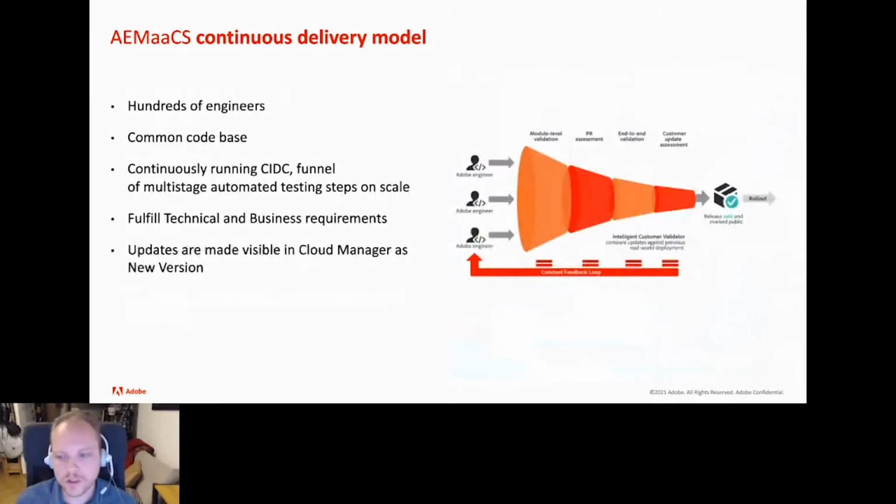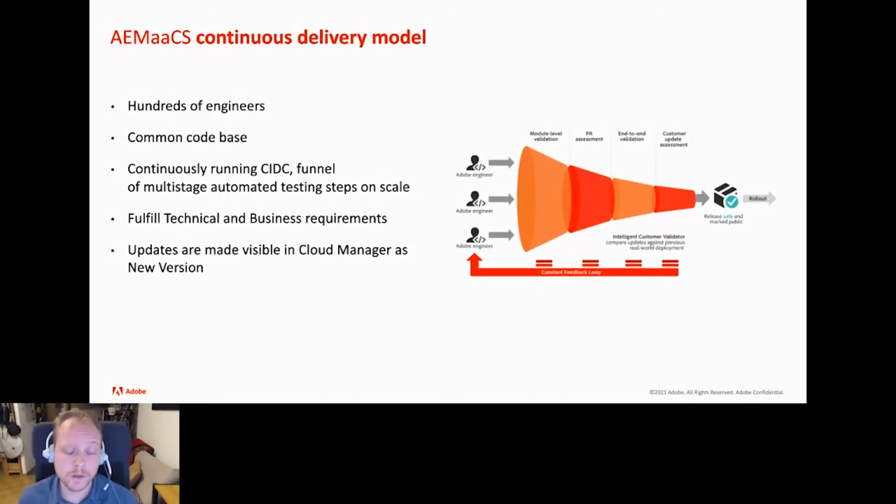How this looks on our end, on the implementation side, is we have hundreds of developers contributing to a common code base, that's cloud service. And then we have a CI/CD pipeline that is constantly running, and you need to think about it like a funnel of multiple phases of automated tests that run one after the other, and we can only move to the next step as soon as the previous step has passed correctly.